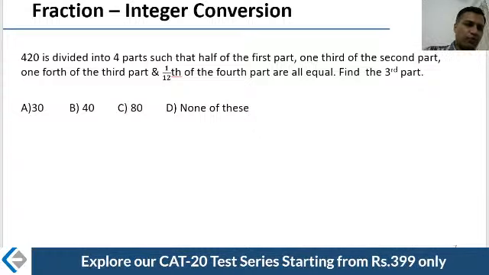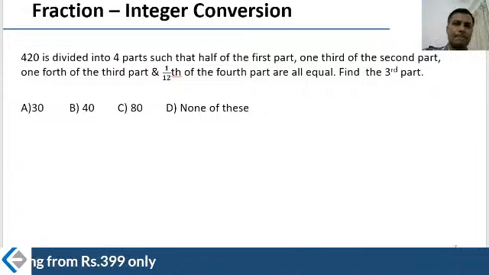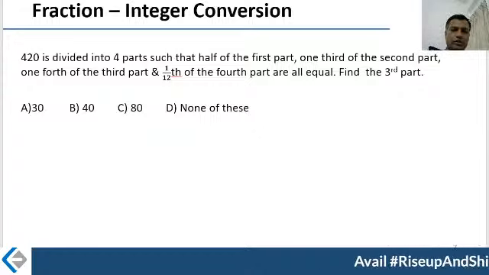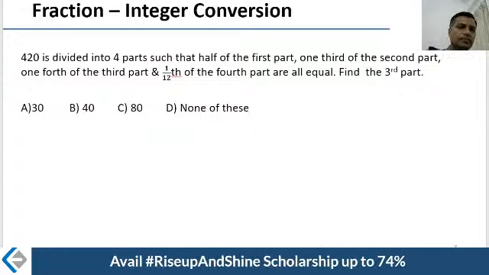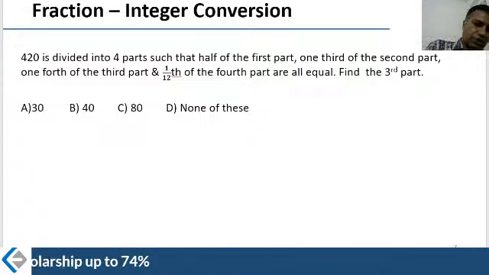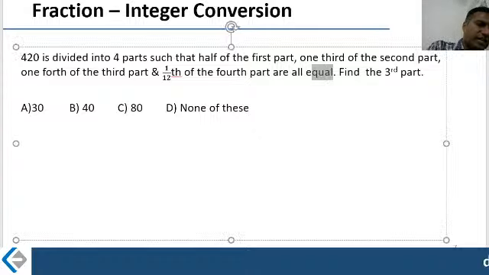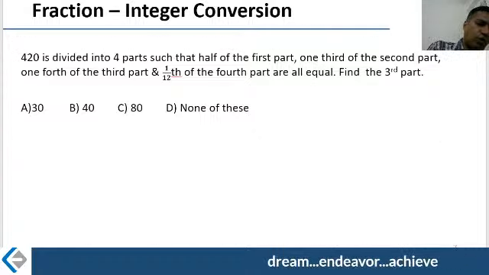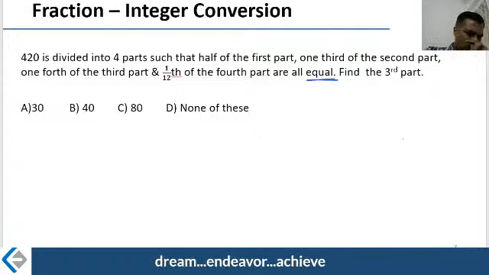420 is divided into 4 parts such that half of the first part. Now read this question for yourself once. Quickly read this question for yourself. Good. Read it, do it with me. So they're all equal. What are all equal? The 4 parts are equal, not A is equal to B is equal to. He said that. Now 420 is divided into 4 parts.